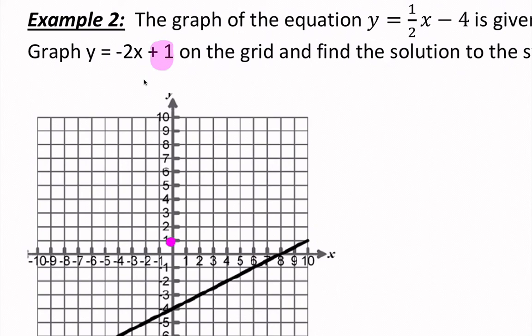I know my slope is the number in front of the x, which is negative 2. I like it as a fraction, so I'm going to put it over 1. Which tells me from this y-intercept, I need to go negative 2, which is down, excuse me, down 2, right 1, put a new point. Do it again, down 2, right 1, down 2, right 1. Once you have your points drawn, you're going to take a straight edge and line your points up.